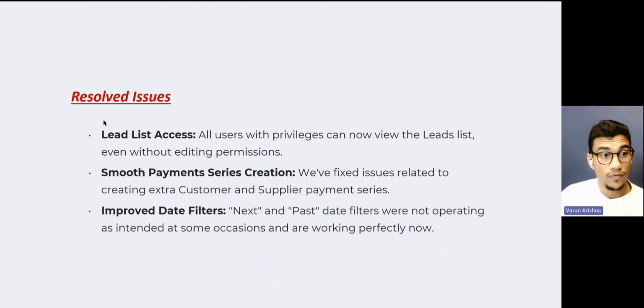Now we'll be moving into three resolved issues, small bugs that we have fixed, and talking more about that. Let's start with the first resolved issue, and that is lead list access. All users with privileges can now view the lead list even without editing permission. It's a hard thing to explain where this error was, so I'll just show it to you.